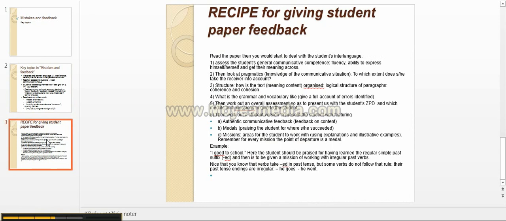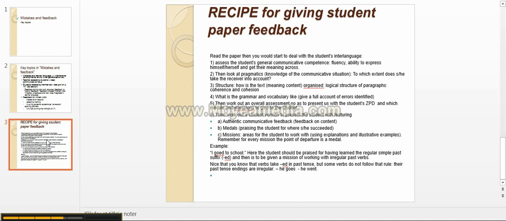Let me get started then with my own recipe for giving student feedback, which is very inspired by Jeremy Harmer. Here we have to sort of spell out things. My focus is also communicative. So if you look at the student paper, you should look at the overall general communicative competence. Look, okay, is there fluency here? Can the student make themselves understood, get their meaning across? That'll be the first level, right?